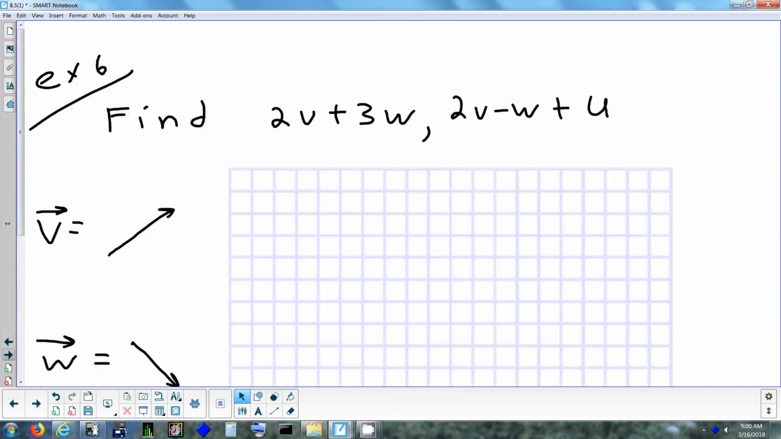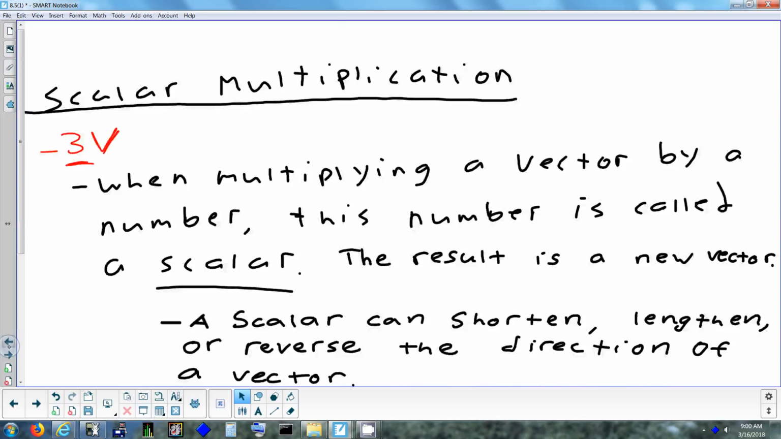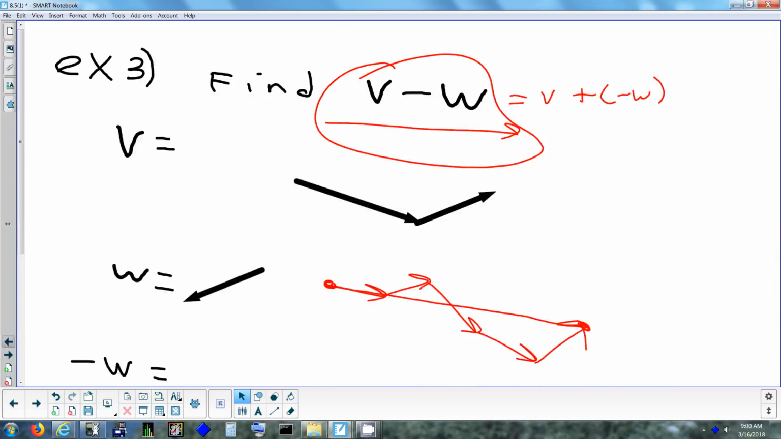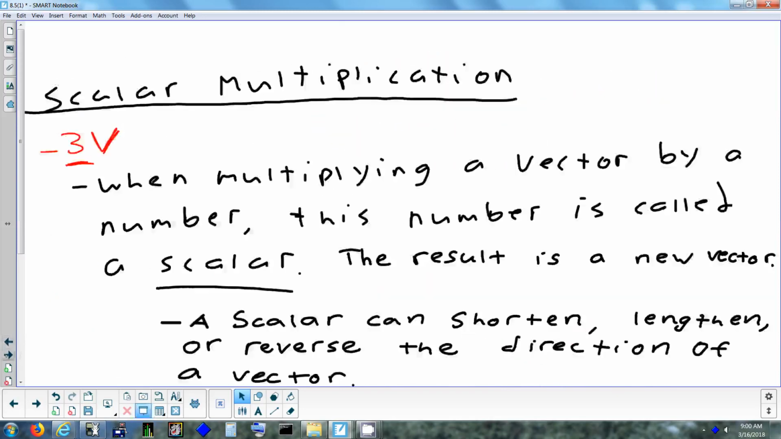Let's just do the first one. We'll skip the second one. So this is combining a scalar product with addition. It's 2v plus 3w. So the way I'm going to do it is kind of like I just showed you right here. I'm just going to stack a bunch of vectors together until I get what I'm looking for.